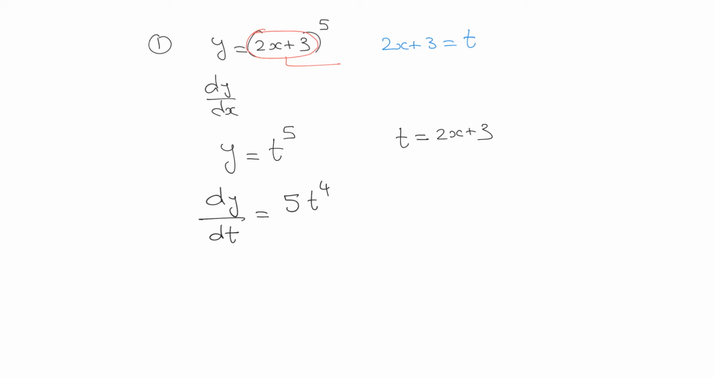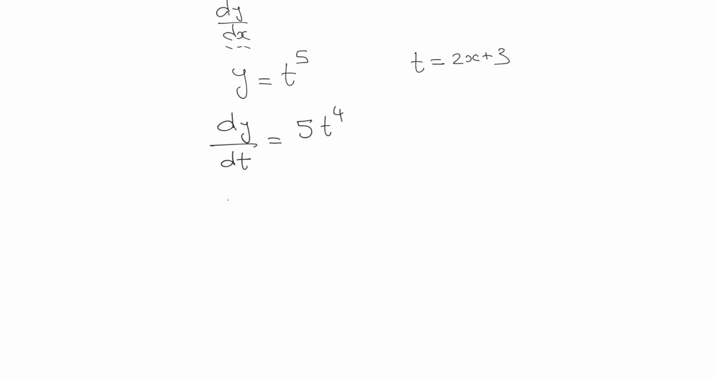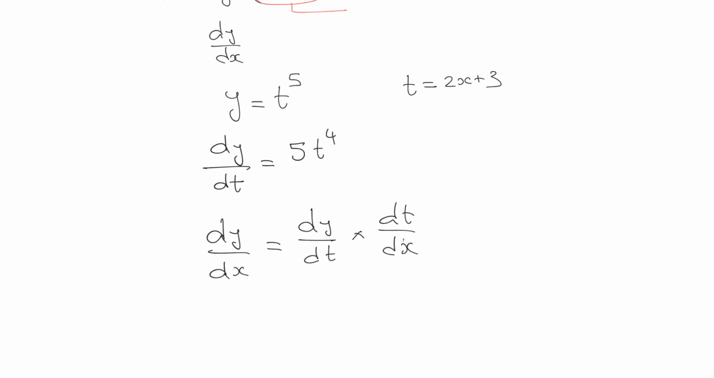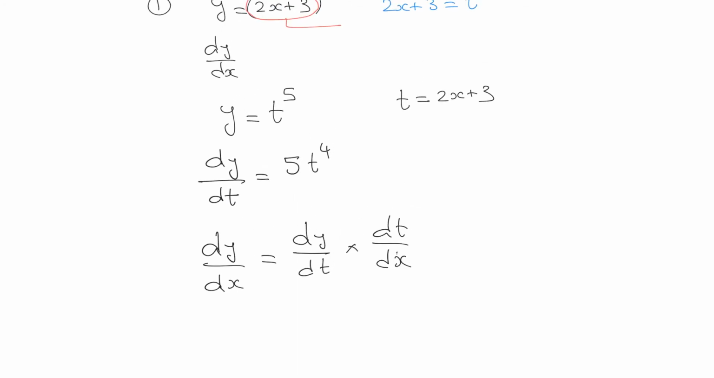But our aim is not to find the value of dy by dt. Our aim is to find the value of dy by dx. So we'll discuss how to find dy by dx from dy by dt. We can write dy by dx is equal to dy by dt into dt divided by dx. We can observe that dt and dt cancel, and you get the value of dy by dx. We already have the term dy by dt. Now we need the term dt by dx.